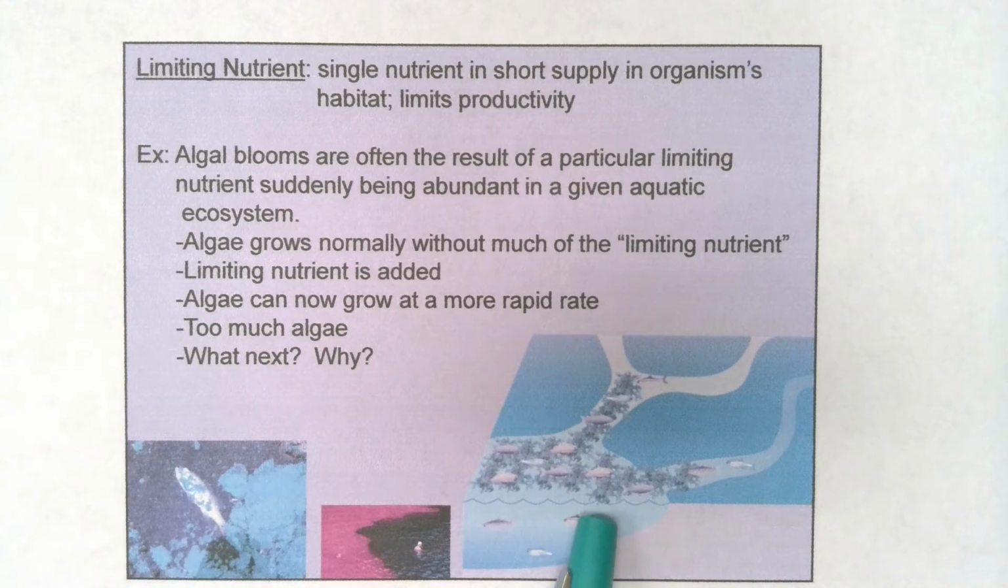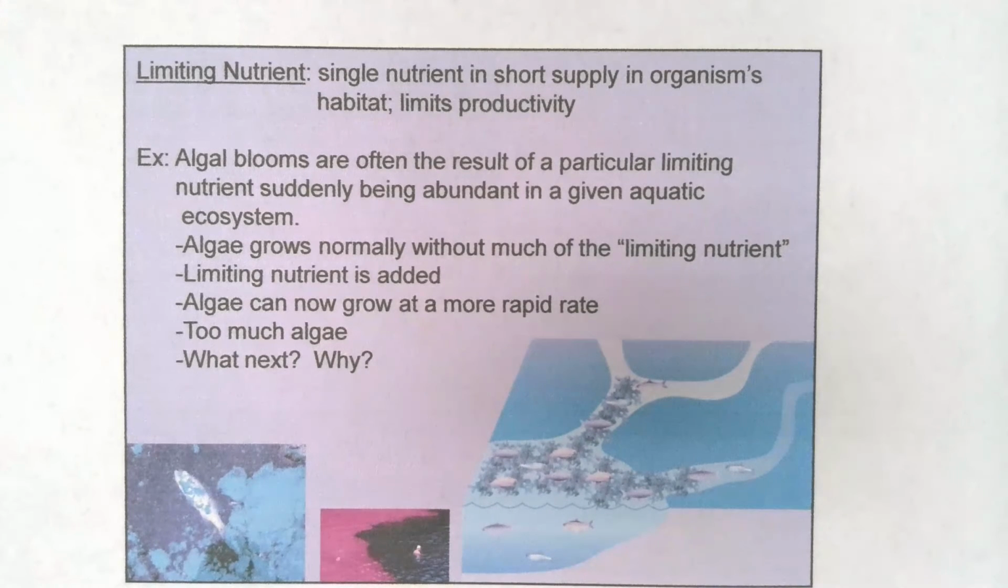You've got a little diagram over here where a ton of algae is shown with these fish and these streams. On the left, that is a dead fish, and its death is probably the result of an algal bloom specifically. We'll talk about why that's the case in just a minute.